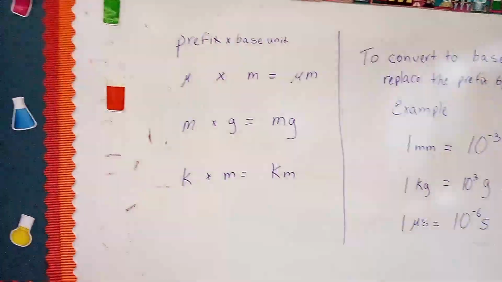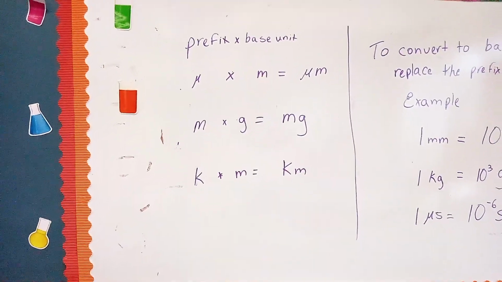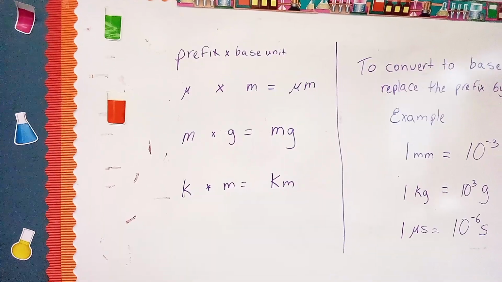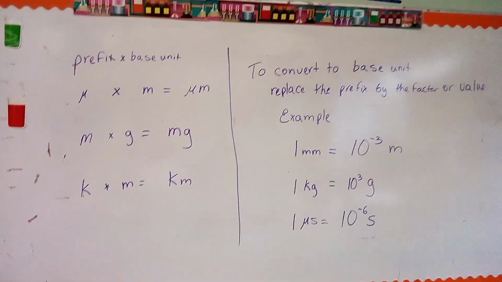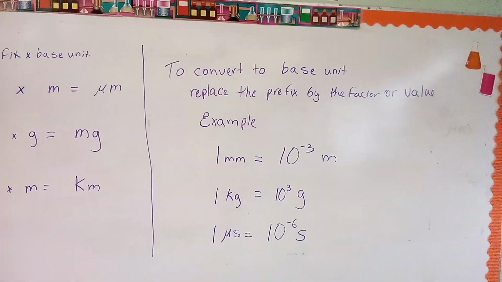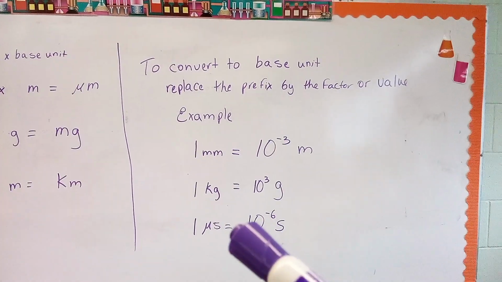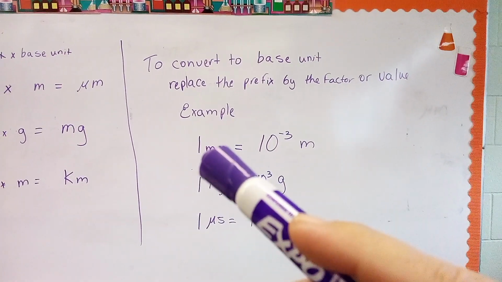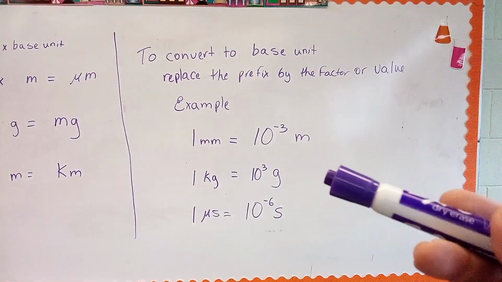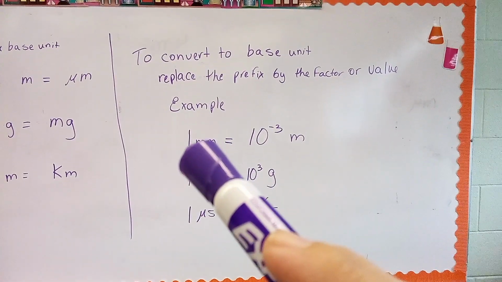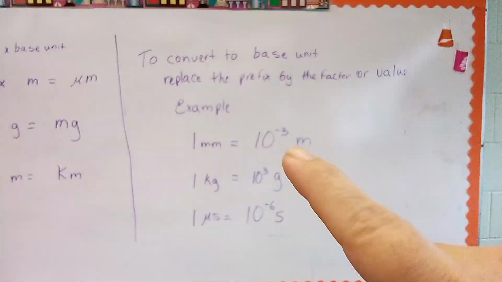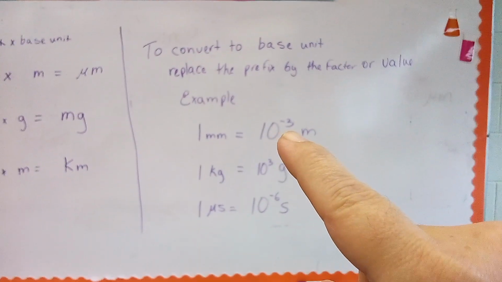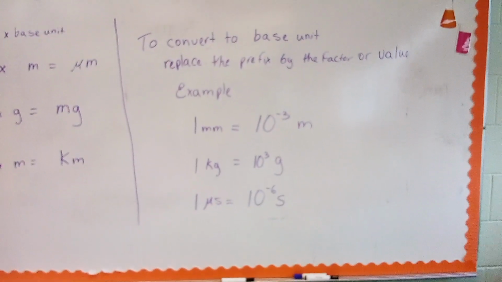Now, the beauty of the system of units is that we will always multiply by 10 or divide by 10, or by a factor of 10. So, to convert to a base unit, we have to replace the prefix. If we get 1 millimeter and we want to convert it to the base unit of meter, all we do is replace the prefix with a factor, the value of it. So in this case, 1 millimeter is equal to 10 to the power of negative 3 meters.